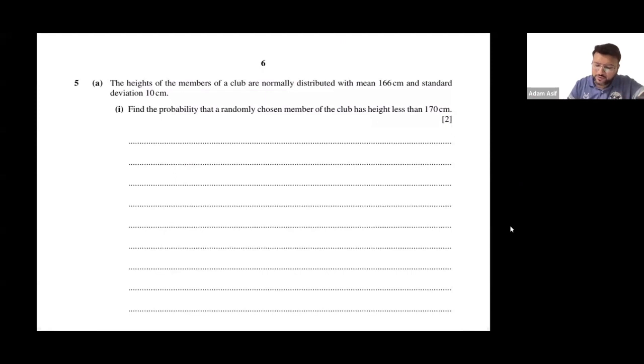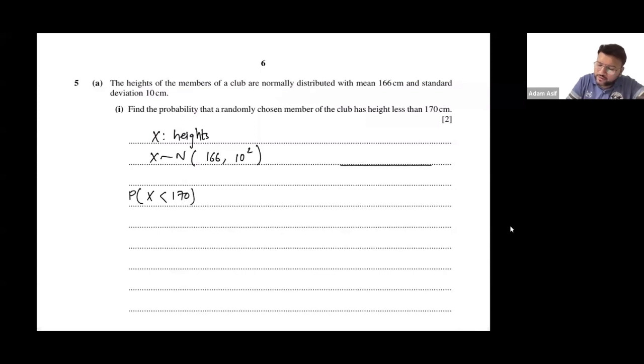The heights of the members of the club are normally distributed with the mean 166 and the standard deviation 10. So x represents the height. X follows a normal distribution with mean 166 centimeter and the standard deviation is going to be 10. Find the probability that a randomly chosen member of the club has a height less than 170.